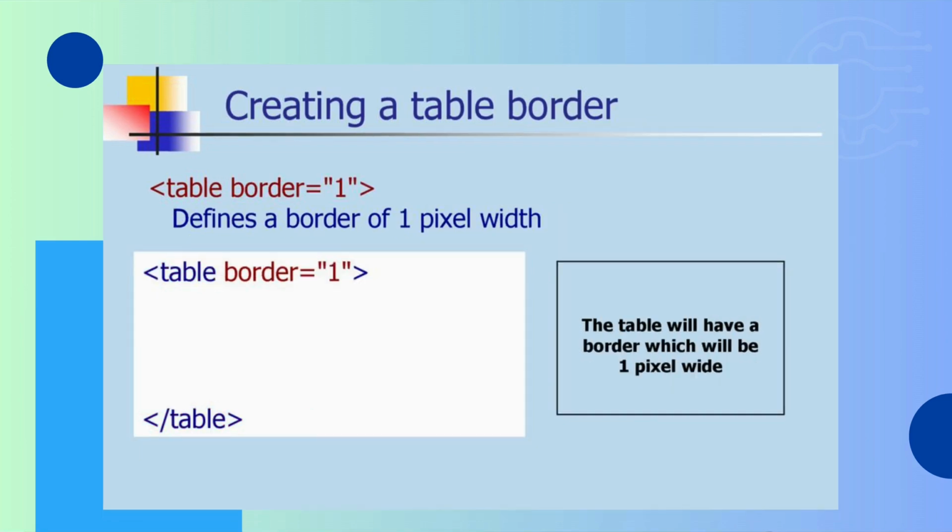Next, we have creating a table border. In this example we have given table space border is equal to 1 in double quotes, which defines a border of 1 pixel width. As you can see, here's an example. We have started with a table space border is equal to 1 in double quotes, closing the tag. So the output is the table will have a border with 1 pixel width. This is how the output will be seen.